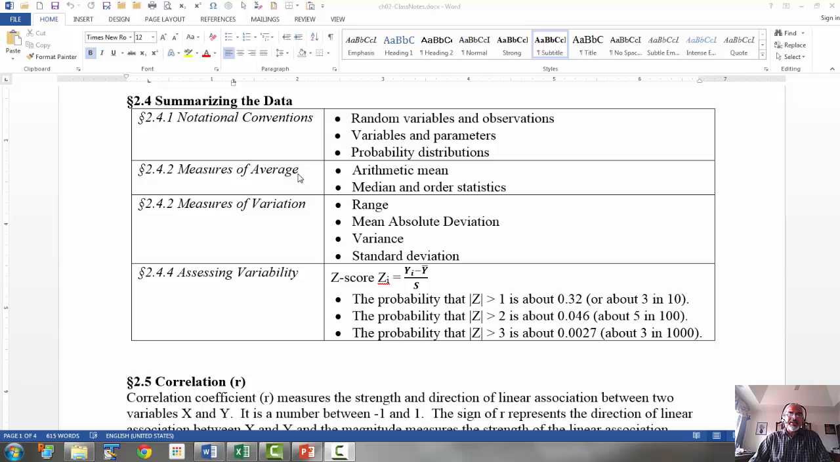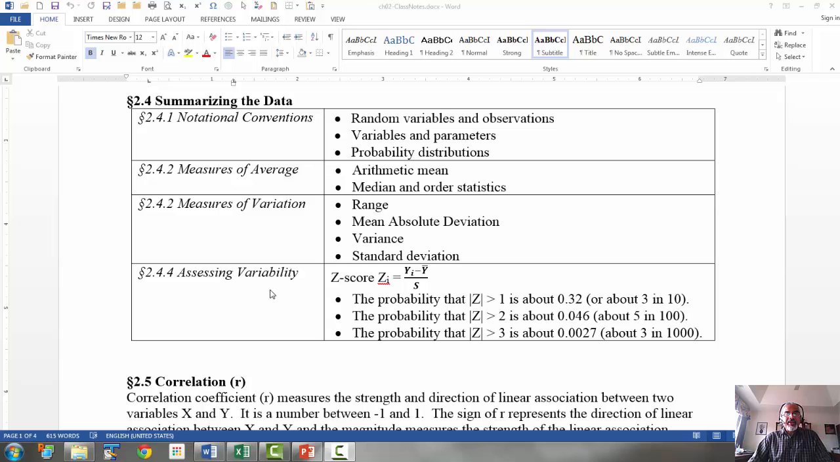And we look at several measures of location, that is the average, arithmetic mean, or median, or some order statistics like percentiles and quartiles. And then measures of variation, where we have range, mean absolute deviation, variance, and standard deviation.